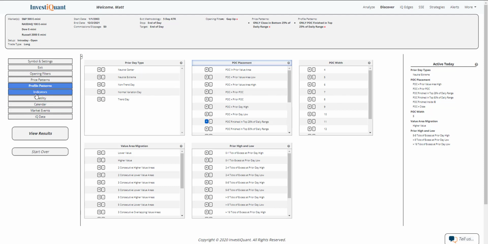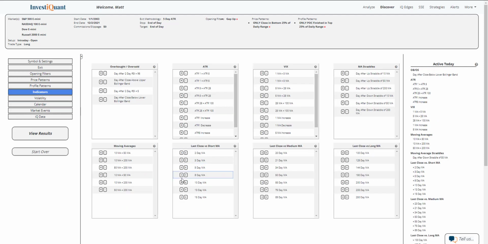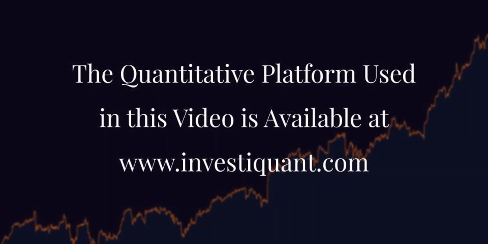And then next, I'm going to put us in a similar market environment. We are below a 10 and above a 200-day simple moving average. And now I can click view results. All right, here we go.